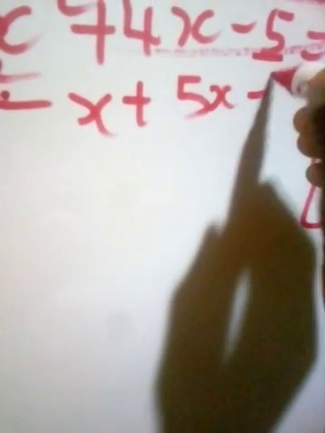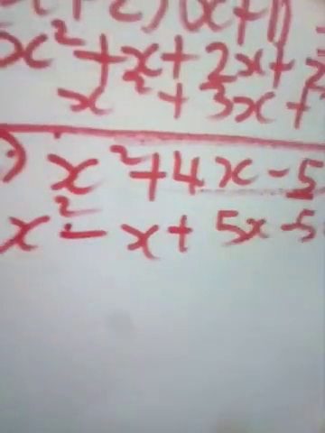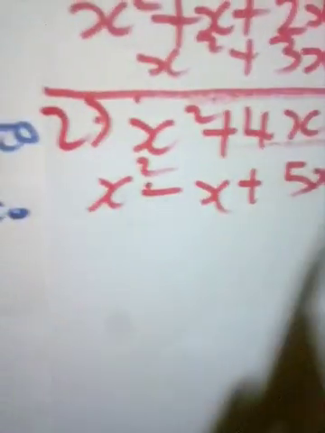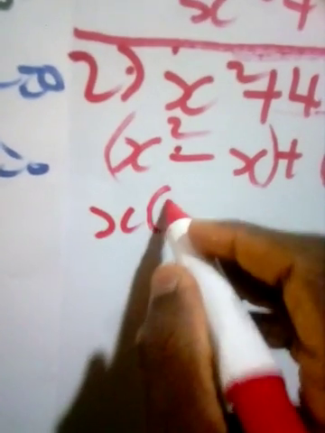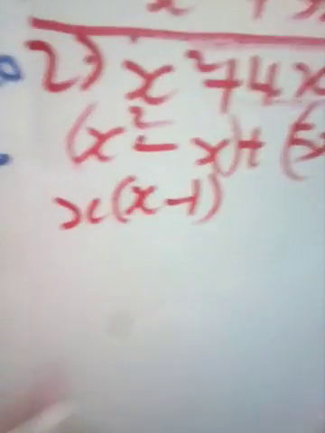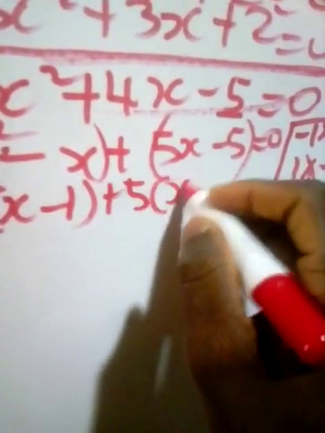So if I'm taking minus 1 and 5, I have x squared, minus 1 is the same thing as plus minus x, that's minus x, plus 5x minus 5 equals 0. We add these ones together to get this. So minus 1 and 5. Factorizing my x out and factorizing my 5 out, I have here x minus 1. Here I have plus 5 times x minus 1.